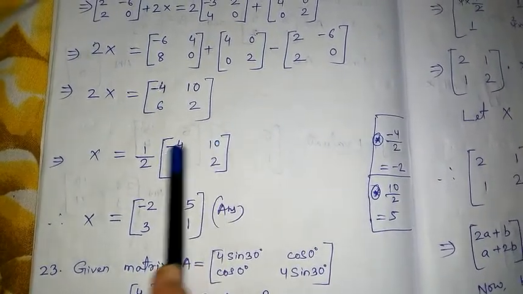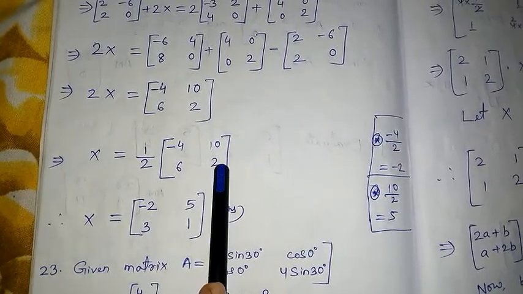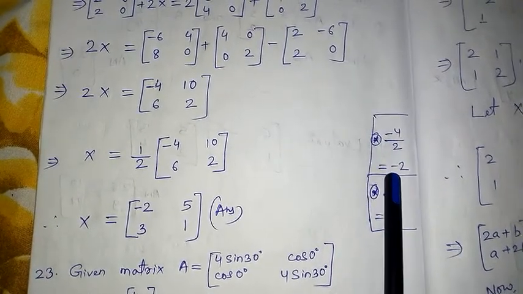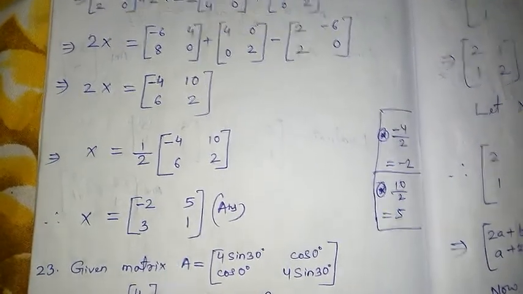Like -4 divided by 2 is -2. 10 divided by 2 is 5. 6 divided by 2 is 3. 2 divided by 2 is 1. Like this. -4 if you divide by 2, it is -2. 10 if you divide by 2, it is 5. So that way I have written here.